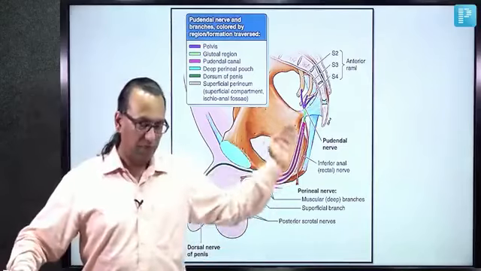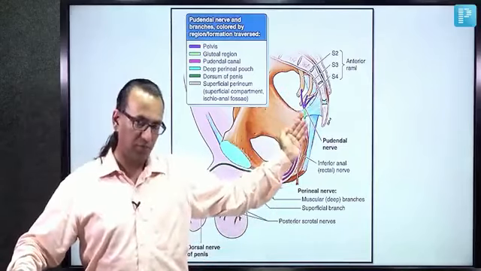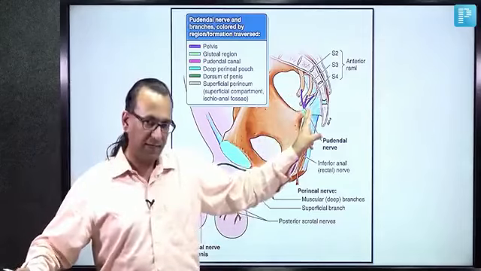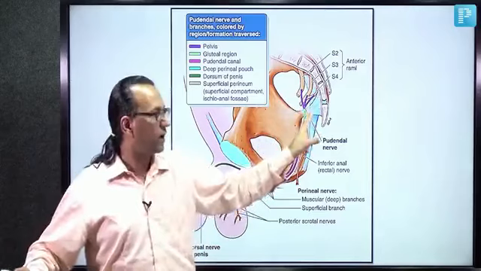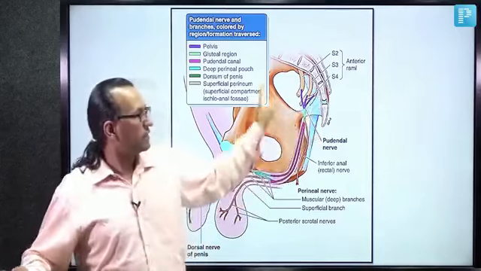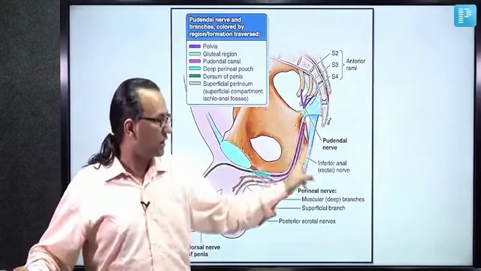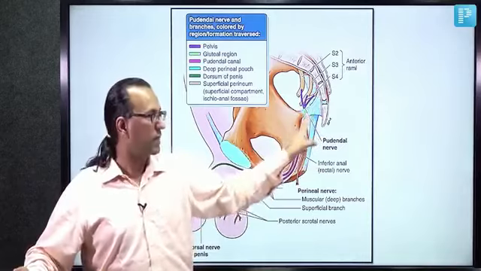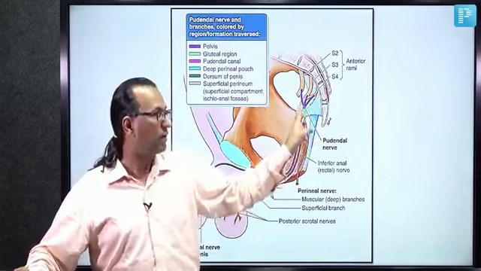Let us look at the course of the pudendal nerve from the posterior view of the gluteal region now. It is understood that the ischial spine is a landmark where you can give a pudendal block. It is lying between the two notches. Above that is the greater sciatic notch, and below that is the lesser sciatic notch, and as it is hooking behind the ischial spine, it is a landmark. You can give the pudendal block here.